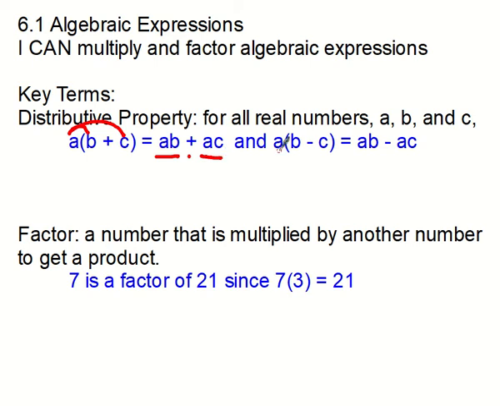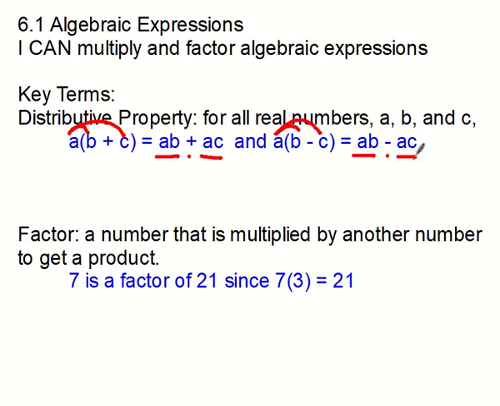If you're looking at A times B minus C, the only difference is a subtraction of the variables in the middle, B minus C. You're still handing out the A to everything inside. So A times B, and then minus, and then you hand out your A to your C, A times C.